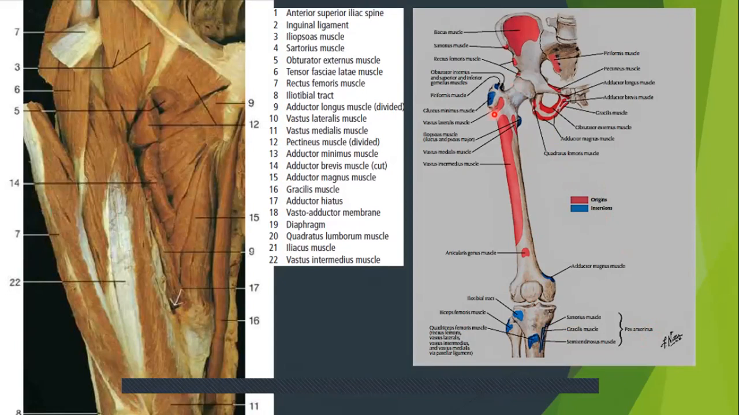Then we have vastus lateralis, vastus intermedius. Then here you can see the vastus intermedius. Then articularis genu will originate here and insert into the suprapatellar bursa to usually prevent the impingement of the suprapatellar bursa during knee extension. Maybe you can look at these images, they are very important. Here you can see the adductor hiatus. Maybe that is for another time.